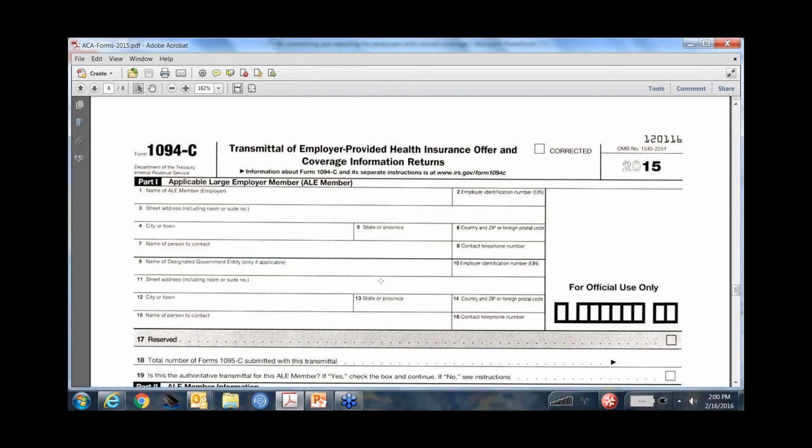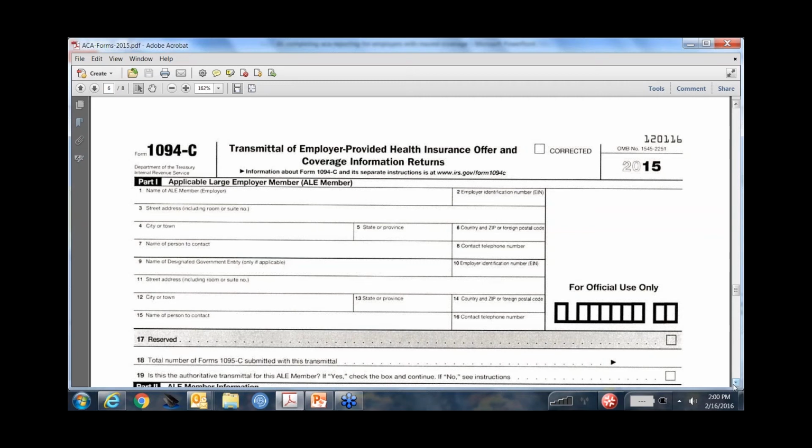The 1094-C, and again, if you're a company with 3 different divisions and each one has a separate EIN, you're going to file 1095-Cs for the employees of each individual member of the control group, and then you're going to file 3 separate 1094-Cs for each separate member of the control group. Okay, and I'll show you how to do it.